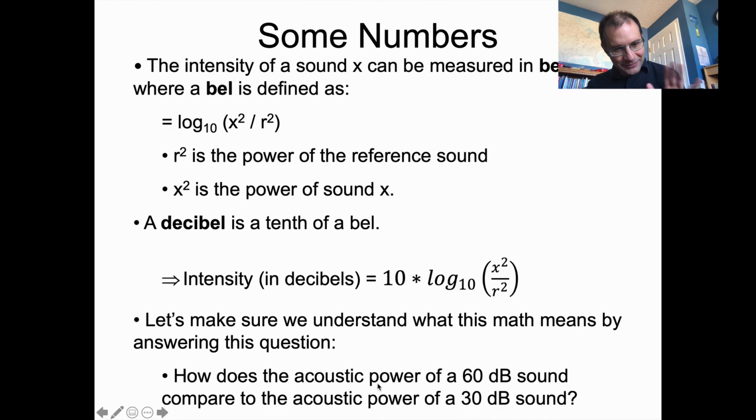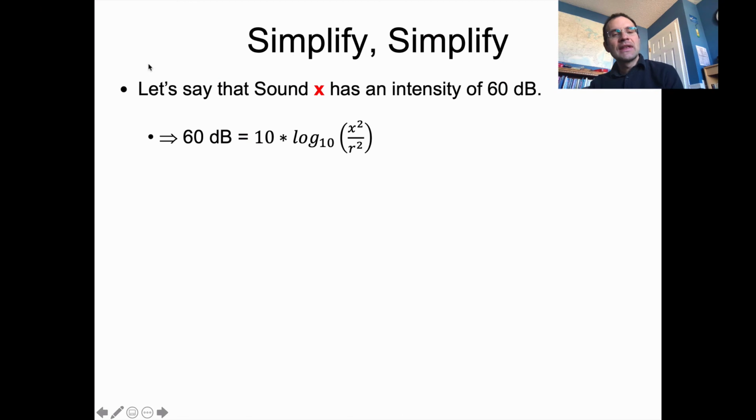But let's get at this by talking about the acoustic power of a 60 dB sound and the acoustic power of a 30 dB sound. When I'm talking about power, I'm going to focus on this term of the equation here. So x squared is the power of sound x. Overall, this equation will give me some value in terms of decibels if I multiply it by 10, right? Okay, so let's say that sound x has an intensity of 60 dB. That means 60 dB equals that equation where I have the power of sound x in this part of the equation here.